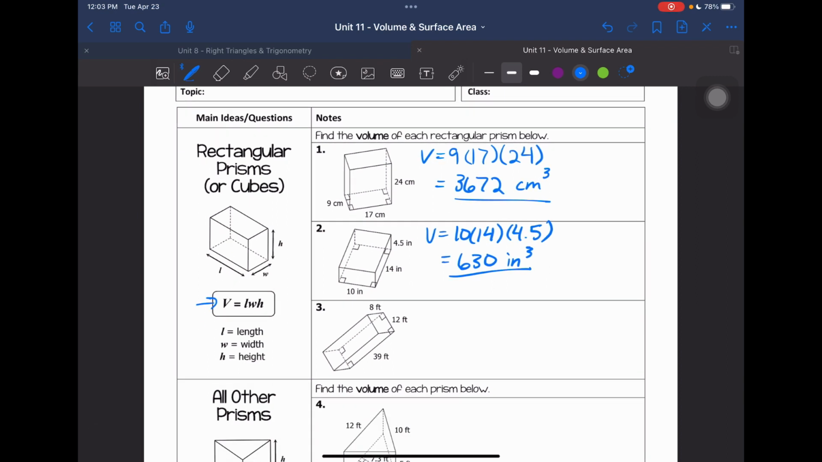All right, and number 3, again, is one of those straightforward rectangular prisms where all we have to do is 8 times 12 times 39. When you type that into your calculator, that'll give you your answer. It's going to be 3744 feet cubed.